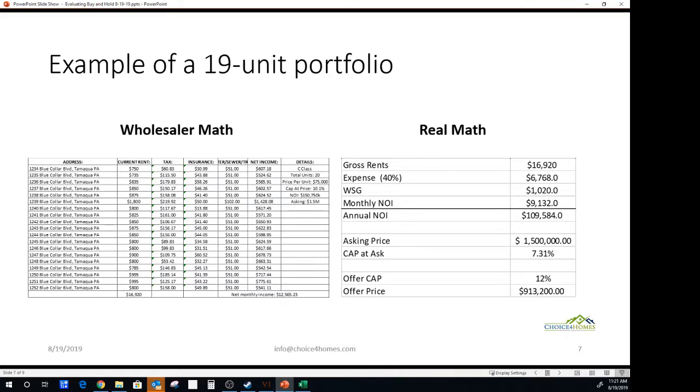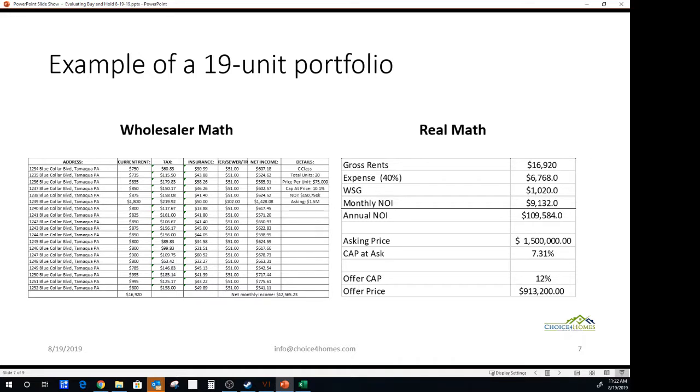On the left is what the wholesaler sent me. And it turns out it's actually a 19 house portfolio. I've changed the addresses just to protect the investor and the wholesaler. But it's in a fairly rural town, so we'll talk about how rural you want to get in a little bit. But they basically said that current rents, and those are gross rents, I assume, are almost $17,000 a month. They applied expenses, which were tax, insurance, water, sewer, and they came up with a net income. So what's wrong with this picture?